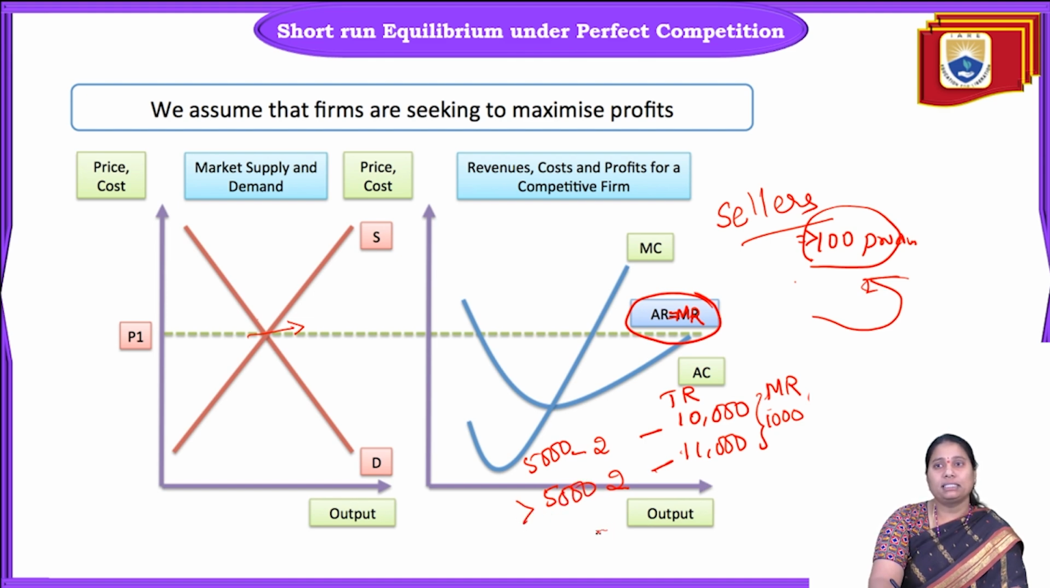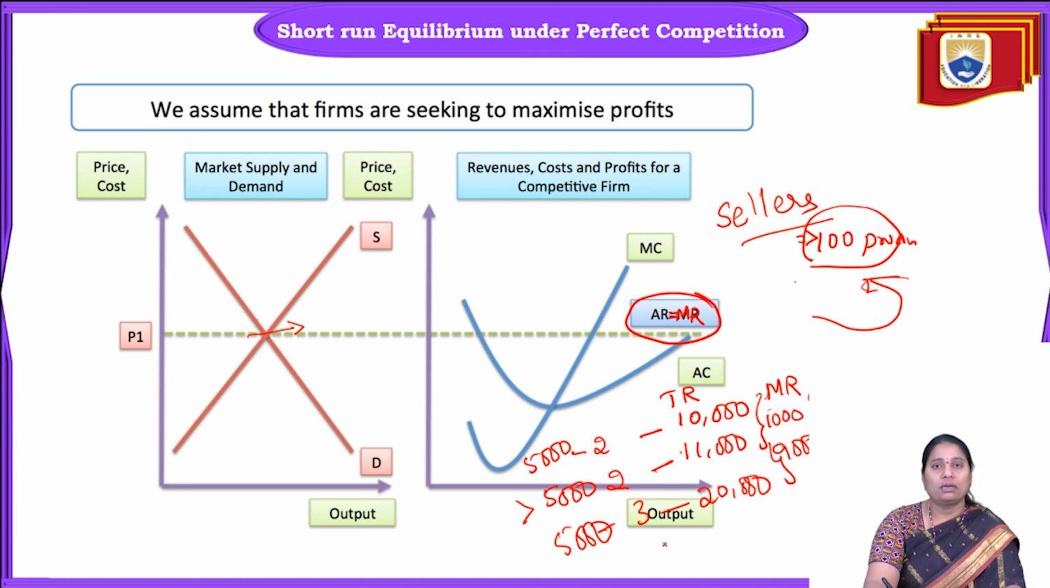And the next time they increase the inputs and the total revenue increases to 20,000, and again the average revenue is 5,000. They have increased the marginal revenue to 9,000. So like this, there is an imbalance between the average revenue and the marginal revenue.